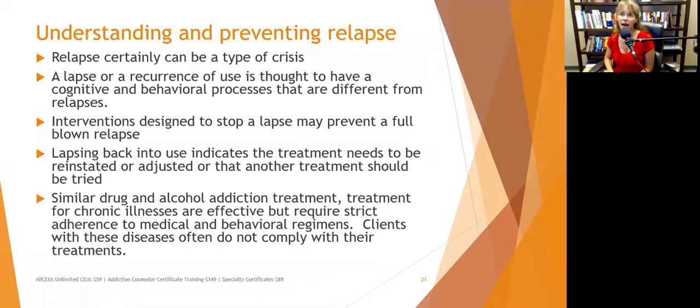Similar to drug and alcohol treatment, treatments for chronic illnesses are effective but require strict adherence to medical and behavioral regimens. Clients with these diseases often do not comply with their treatment, and a lot of clients we work with have things like hepatitis, cirrhosis, HIV, chronic pain. So we do need to make sure that they're following their treatment plan for all of their conditions.